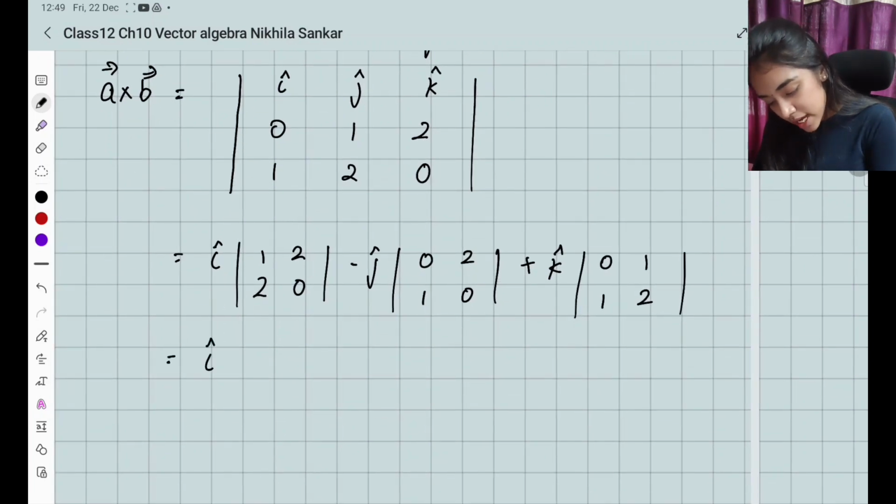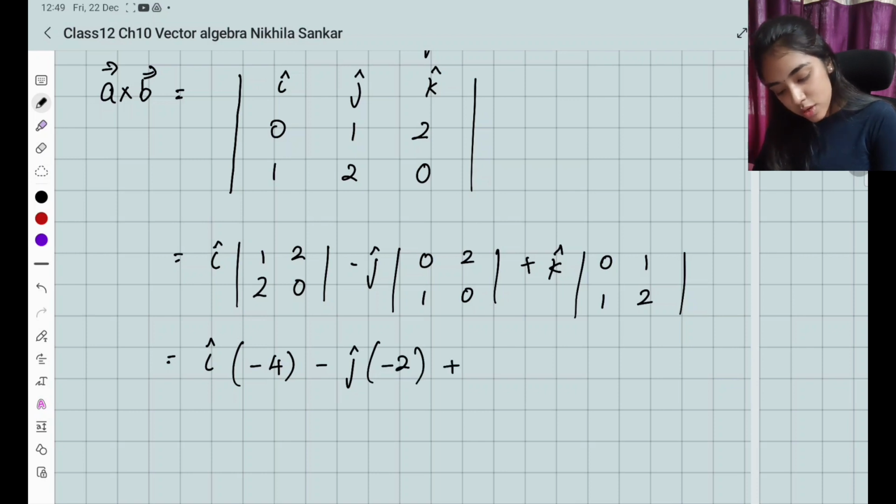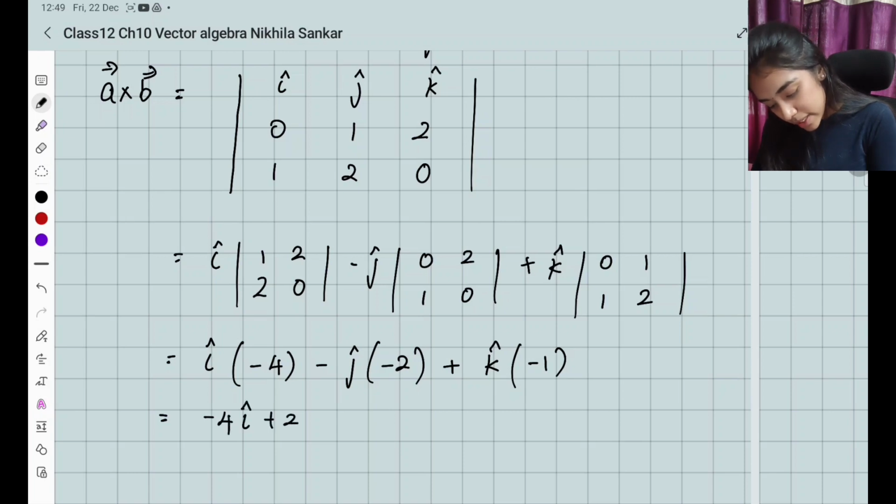So this becomes i cap times 1 into 0 is 0 minus 4, minus j times 0 times minus 2, so this is going to be minus 2, plus k times 0 minus 1. So this becomes minus 4i cap plus 2j cap minus k cap. So this is going to be A cross B.